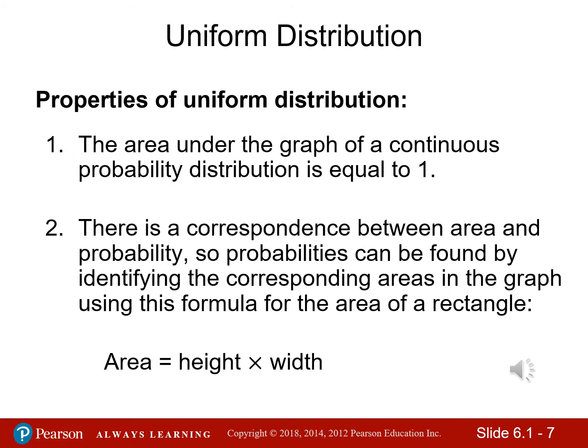The properties of the uniform distribution include, first, the area under the graph of a continuous probability distribution is equal to 1. And second, there is a correspondence between the area and probability, so that probabilities can be found by identifying the corresponding areas in the graph using this formula for the area of a rectangle, where area equals height times width.